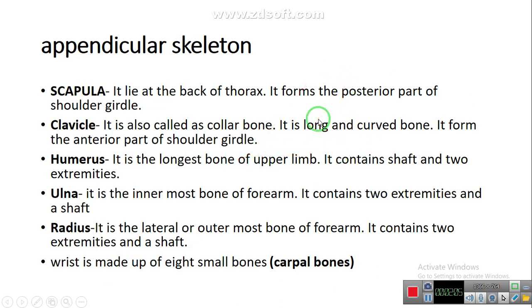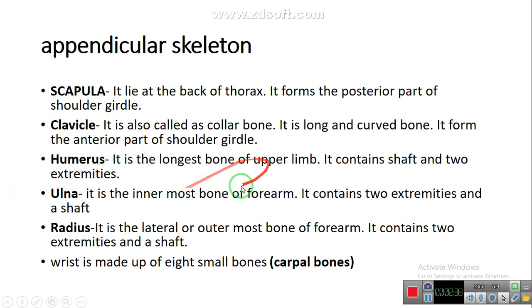The scapula is the next bone, and it lies at the back of the thorax and forms the posterior part of the shoulder girdle. Then the clavicle, also known as the collar bone, is a long and curved bone, and it forms the anterior part of the shoulder girdle. The scapula forms the posterior part of the shoulder girdle, and the clavicle forms the anterior part.